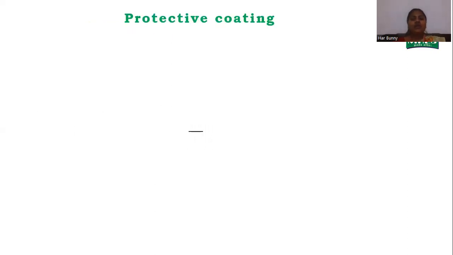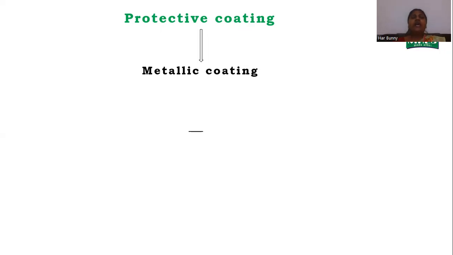So what are protective coatings? Protective coatings are nothing but coating the surface of the metal to protect it from further corrosion. That process is called protective coating. In this, we are going to learn about metallic coatings.